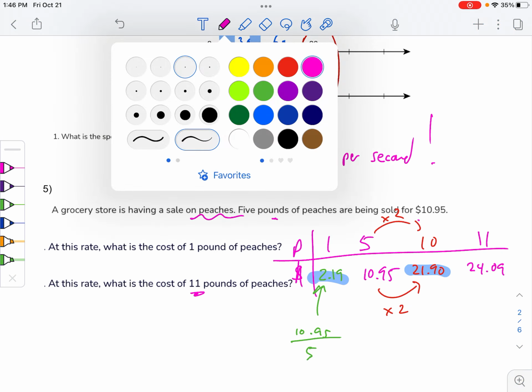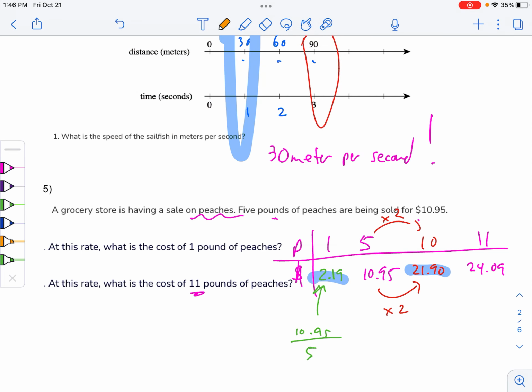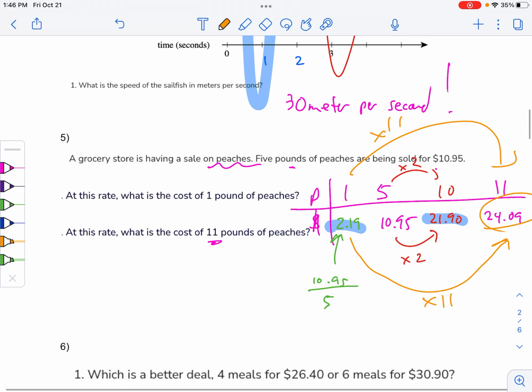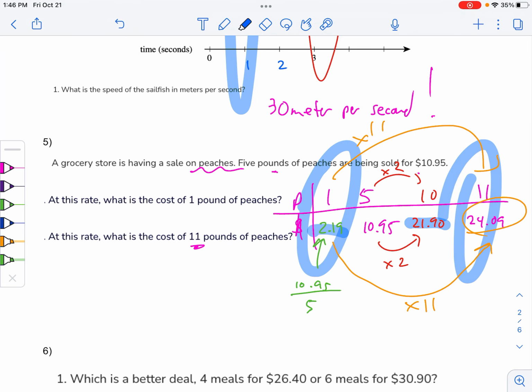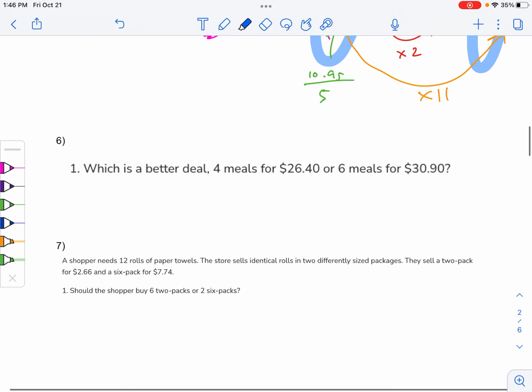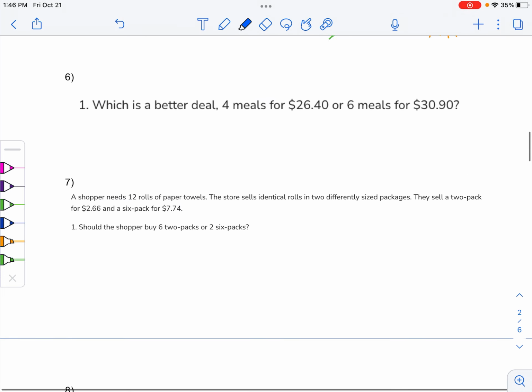If you want to do something a little different, like if you want to just jump from the unit rate because that helps us, you could do 1 pound of peaches times 11, because 1 times 11 will get you 24.09. A couple different ways to do this. Oh, good job. Did we answer all the questions? Let me check. So 1 pound of peaches. Oh, there's 1 pound of peaches. 11 pounds of peaches. Go us. We're amazing. Let's keep going.